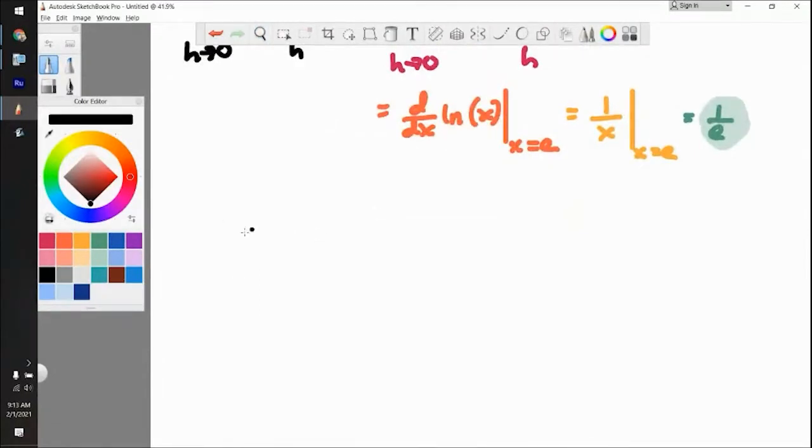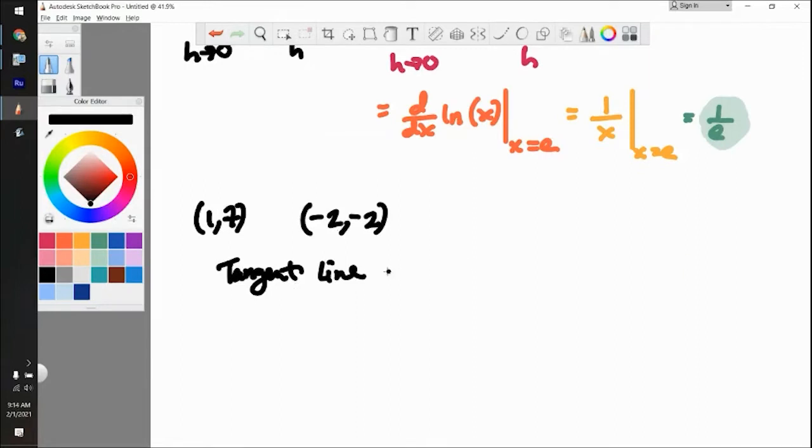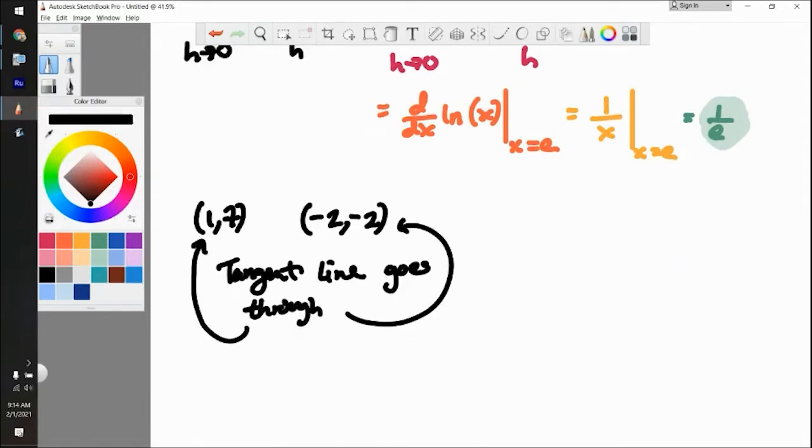I have a line. Let's just imagine a line in your head, and it goes through this point. And it goes through this point. Okay? This line that I'm talking about, it's actually a tangent line. So there's a tangent line that goes through these points. Tangent line that goes through these points here. Okay. What is F prime of 1 equal to?